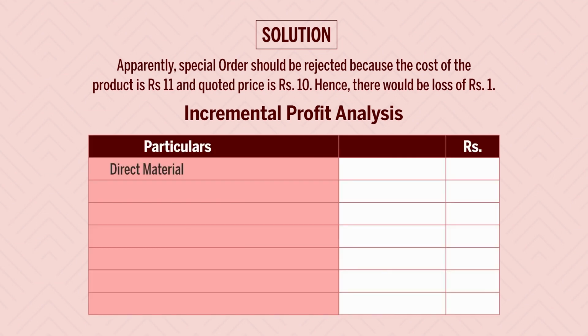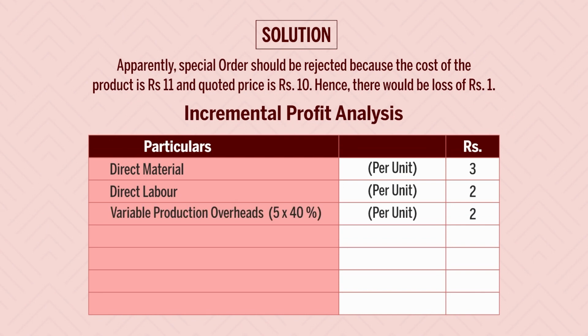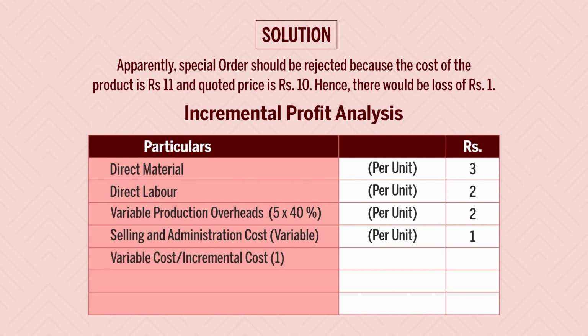Here, direct material is rupees 3, direct labor is rupees 2, and variable cost we will take into account because variable cost is relevant. Fixed cost is ignored because fixed cost is irrelevant for such a situation. Selling and administrative cost is rupees 1 per unit. So, in this way we have taken into account only the variable cost, fixed cost is irrelevant, so it has been ignored, and the total variable cost, which is also known as incremental cost, is rupees 8.